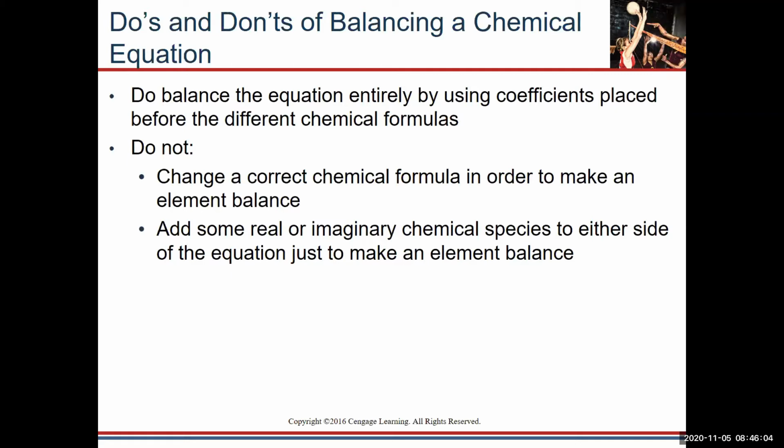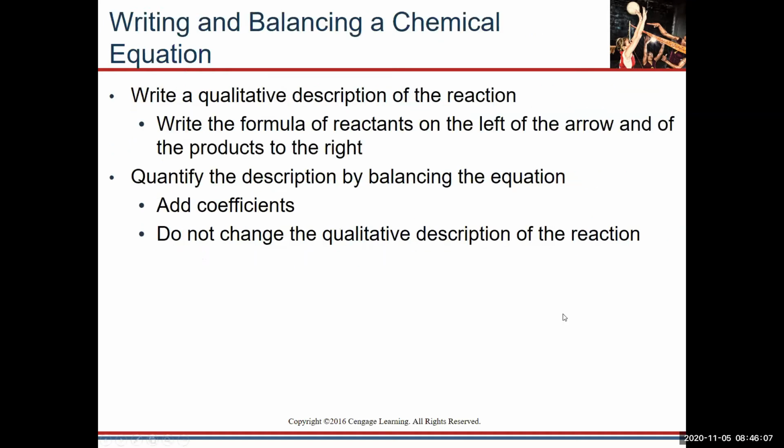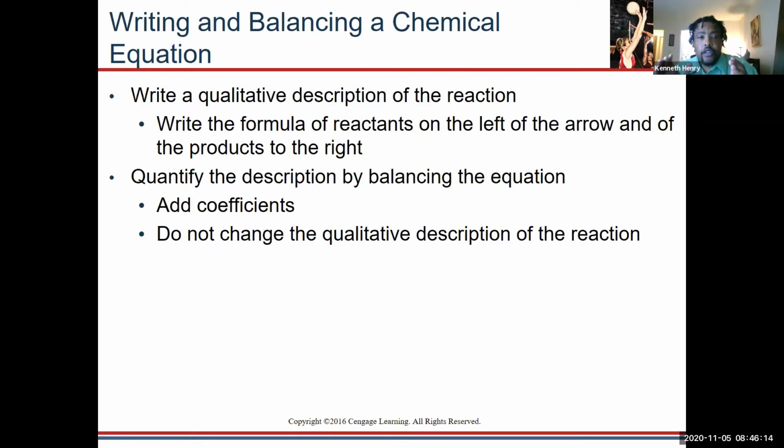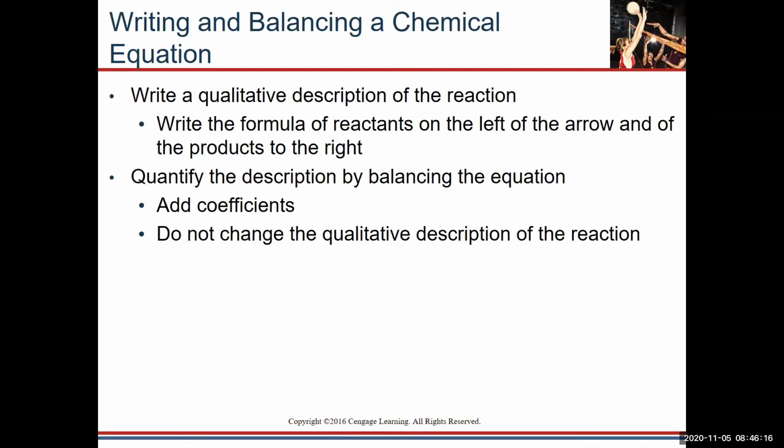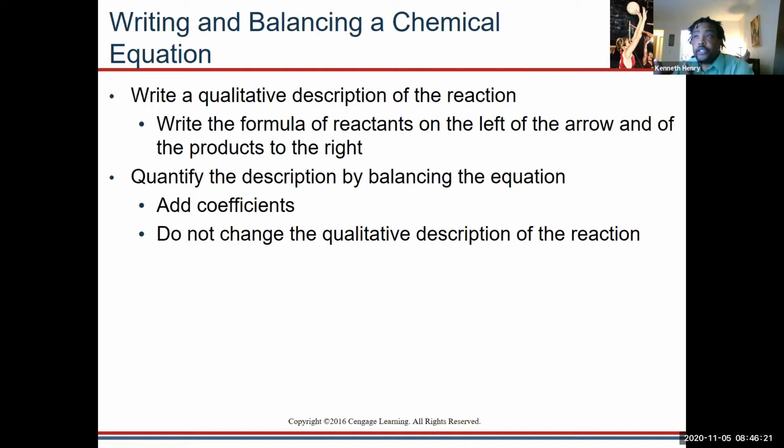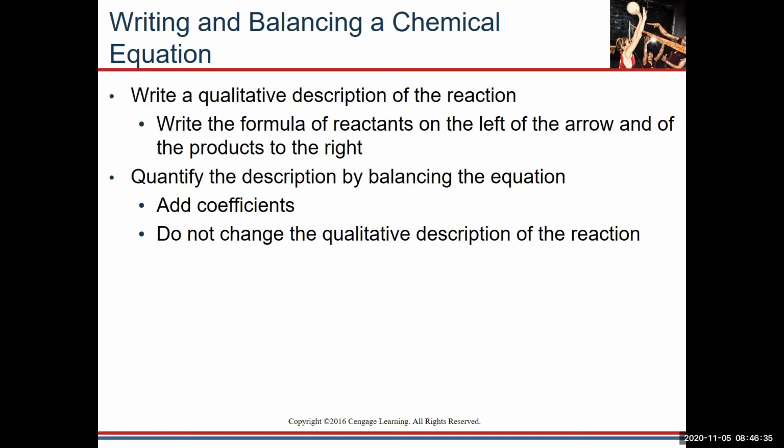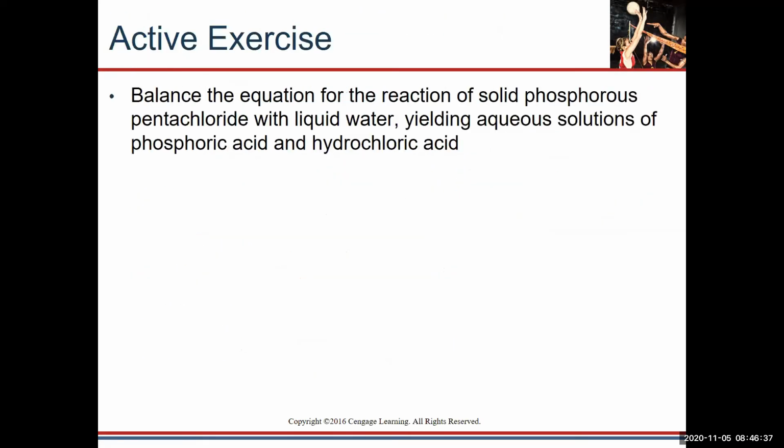Okay. Good so far? Yes. Okay. The first thing you want to do is write out your reactants, draw your arrow, then write out your products, and be sure that they're correct. The next thing is to put in your coefficients to balance the chemical equation. Pretty simple, not too hard. Okay, so let's test this out.